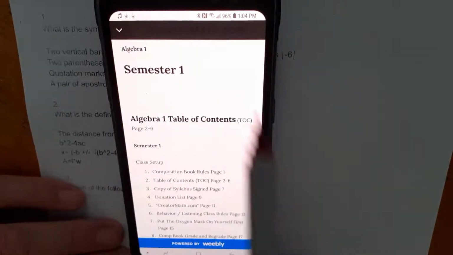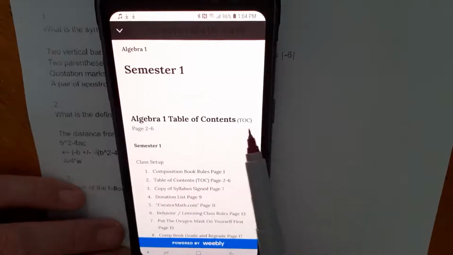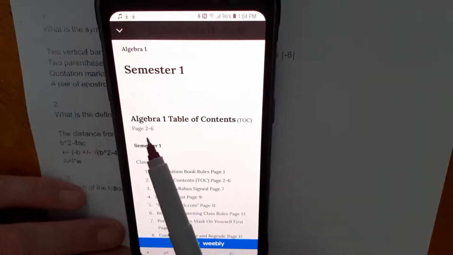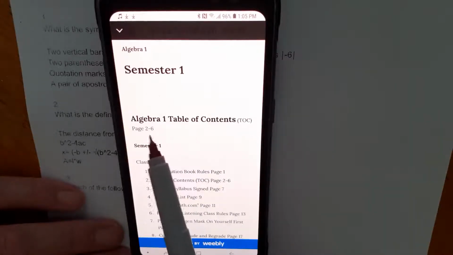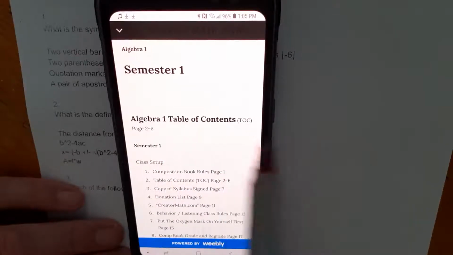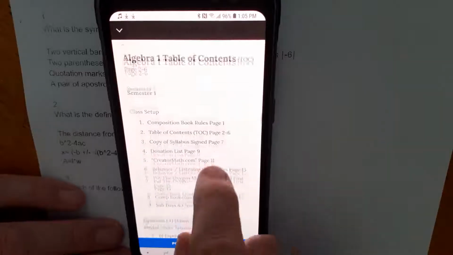All right, now we're going to scroll to the proper semester, and we're looking at the table of contents. This table of contents should have been copied in full onto pages 2 through 6 of your composition book. If you haven't done that already, please stop and do it now. Of course, there's videos on how to number the pages of your comp book, and there are videos of great comp book examples back on the home page.